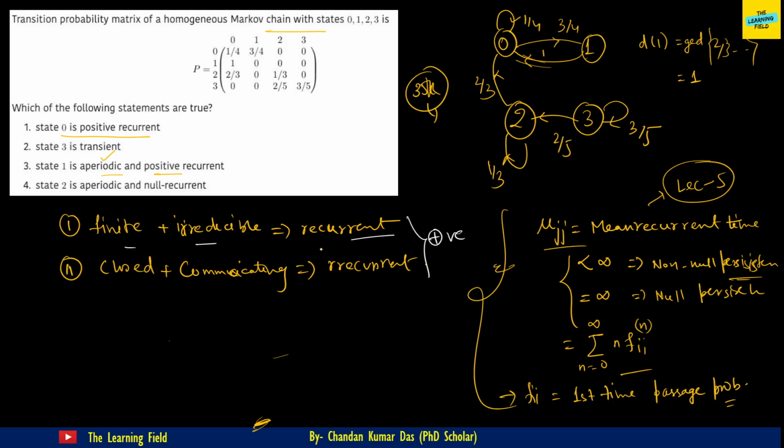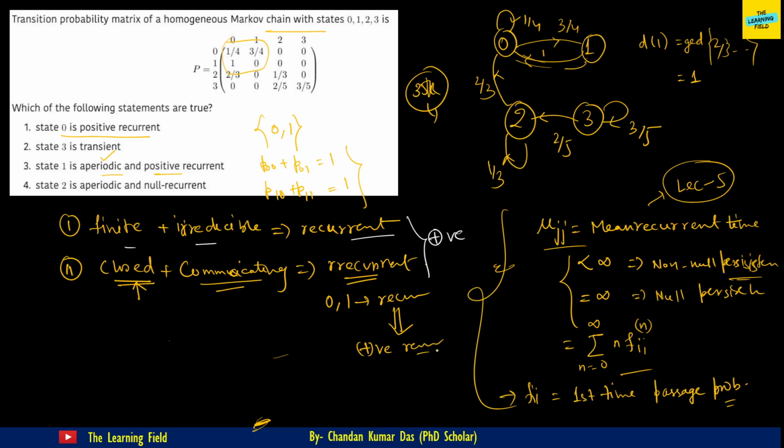And one more thing is that if we see this graph, so 0 and 1. Okay, 0 and 1, if we see that P00 plus P01 is equal to 1, and P10 plus P11 is also equal to 1. If these two happen, then 0 and 1 form a closed class. Also, you can see from the directed graph that they are communicating. If they are closed and communicating, then they are recurrent. That means state 0 and state 1 are recurrent. And since it is a finite Markov chain, for a finite Markov chain, recurrent directly implies positive recurrent. You needn't be bothered. We can directly say from the theorem.